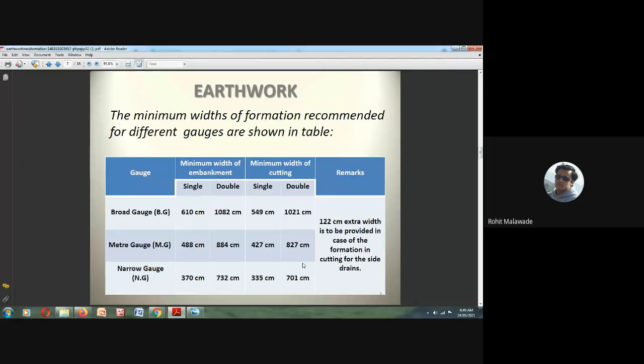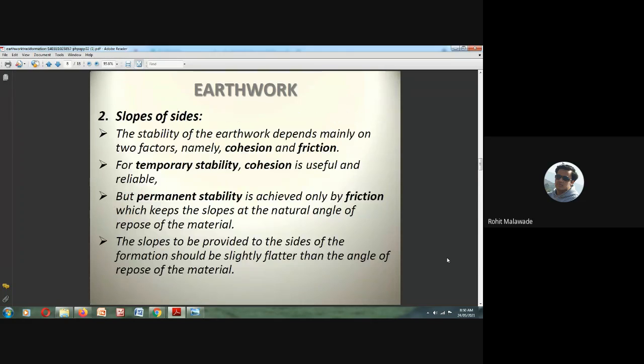And in addition, 122 centimeter extra width is to be provided in case the formation is in cutting, at the side of the drain. So if cutting has to be done at the side, we should have around 122 centimeter extra.